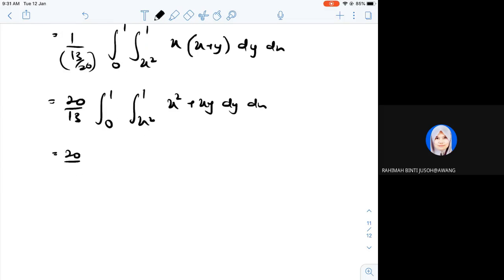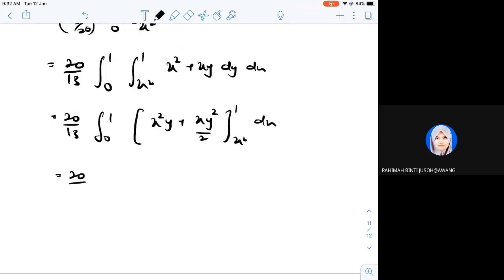So now 20 over 13, integral from 0 to 1 of (x squared y plus xy squared) over 2. Substitute x squared to 1, dx. So we have 20 over 13, integral from 0 to 1 of x squared plus x over 2 minus x squared, x to the power of 4, plus x to the power of 5 over 2, dx.